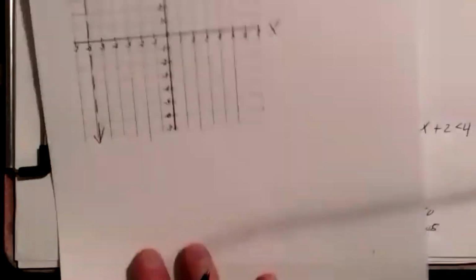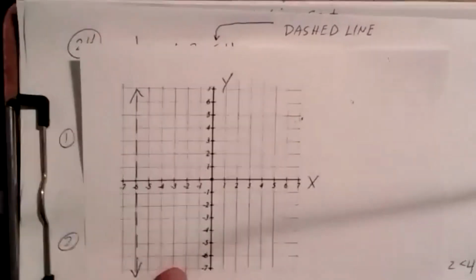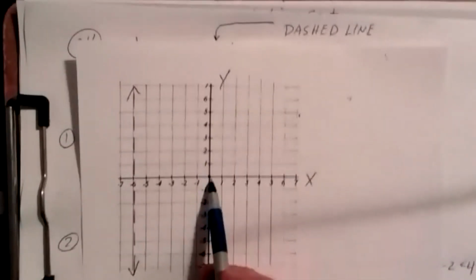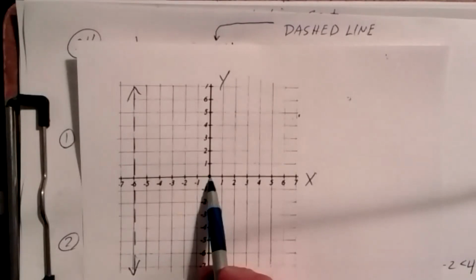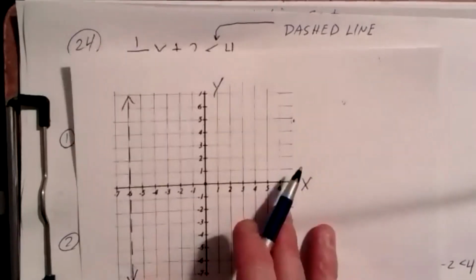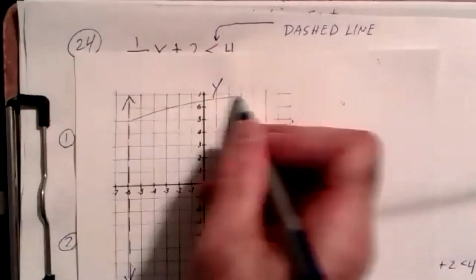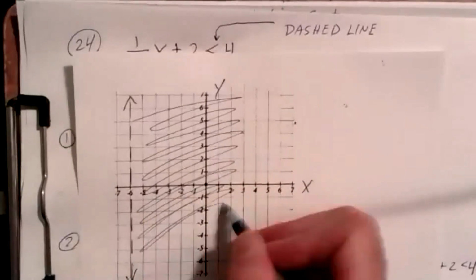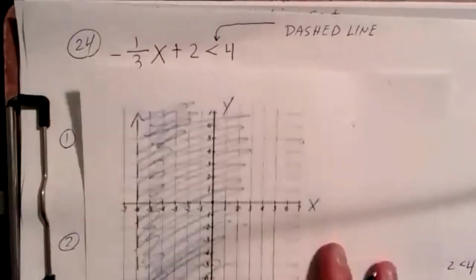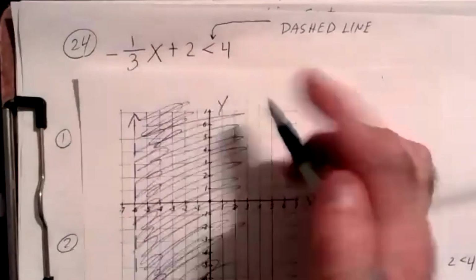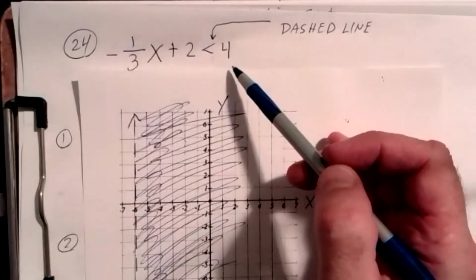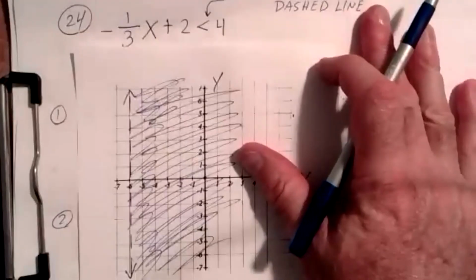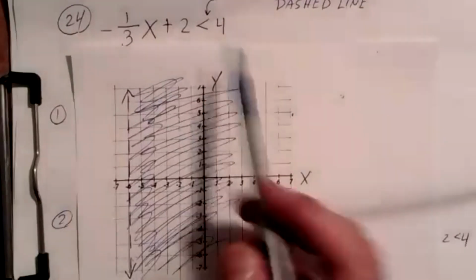So where am I going to shade? Am I going to shade to the right of this vertical dashed line or to the left? To the right. The plane to the right contains 0, 0. We just discovered 0, 0 is a solution to the inequality. That's enough to say that all points to the right of this vertical dashed line are solutions to the inequality. So we shade to the right. And ladies and gentlemen, you have the graph of the solution set to this inequality in x and y, negative 1/3 x plus 2 less than 4. Any point that lies in this shaded region would be a solution to this inequality.